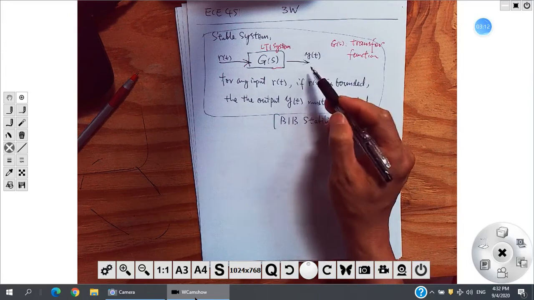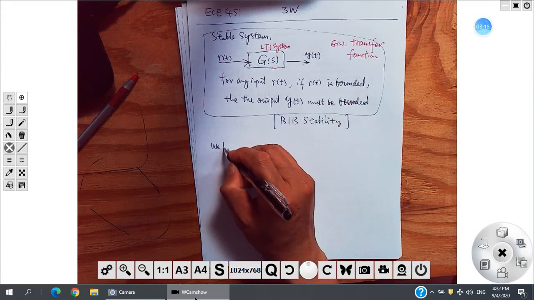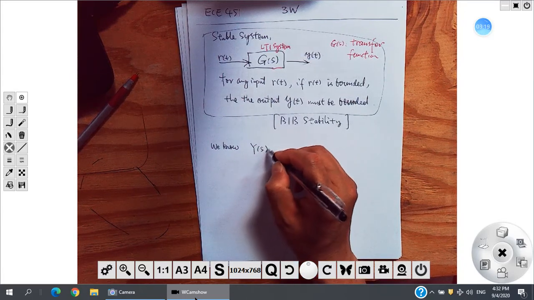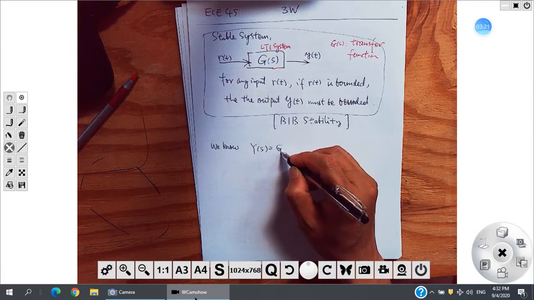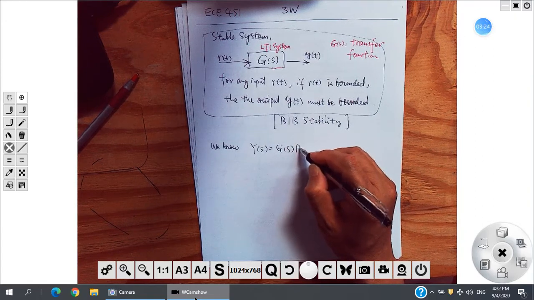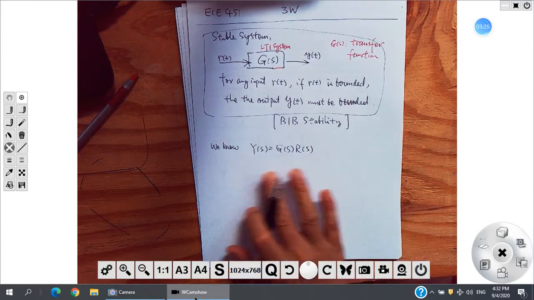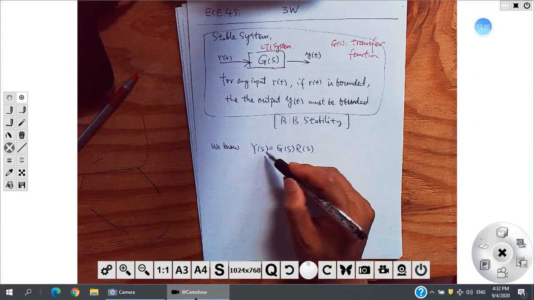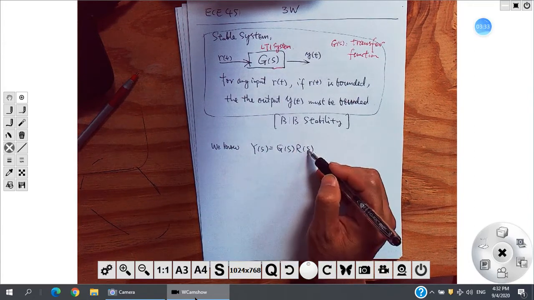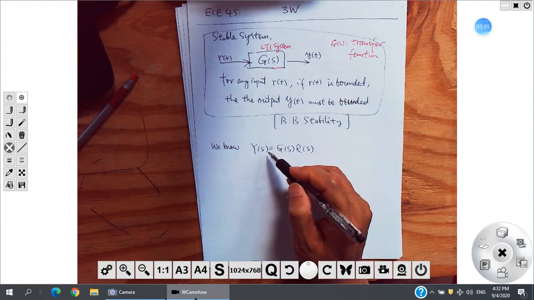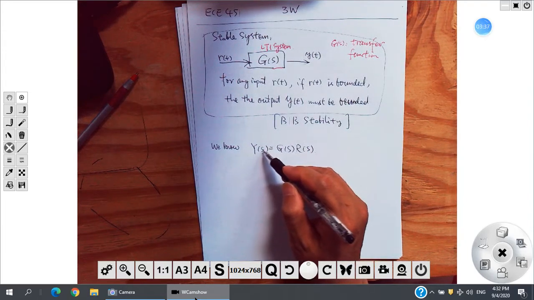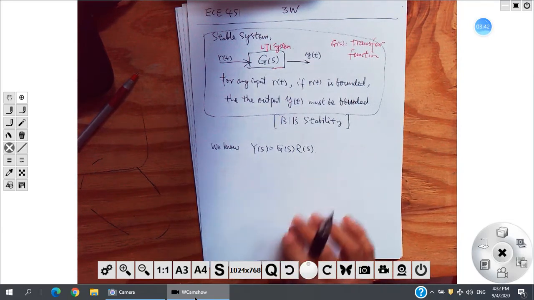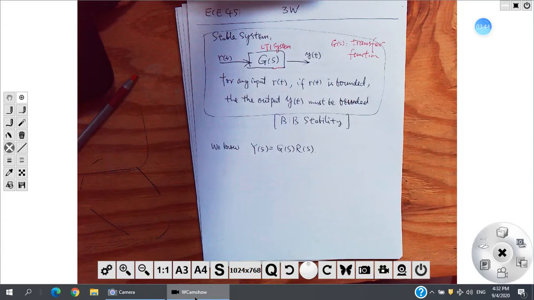The output. We know what the output is. In the S domain, the output is transfer function times the input. When you write formulas, if your formula is in S domain, then you only have S, no T. If you have an equation in the time domain, then you can only have T, no S. Don't put both S and T in one equation. That's wrong.